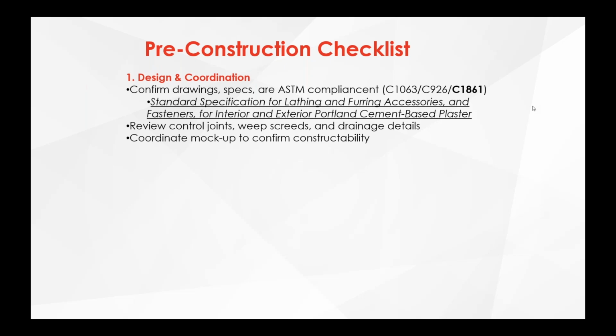One of the things I would be doing in pre-con is confirming that the drawings and the specs are ASTM compliant. Now, most of you know about ASTM C1063 and C926. But the new one that just got codified is C1861. If you're not familiar with that, it's the standard specification for lath and furring accessories and fasteners for interior and exterior Portland cement plaster. So it would be important to get yourself involved to know that one too.